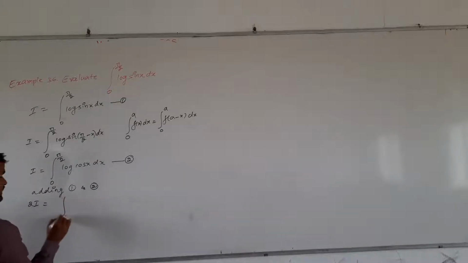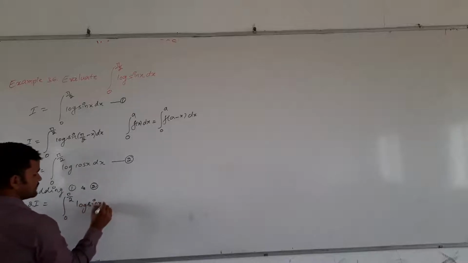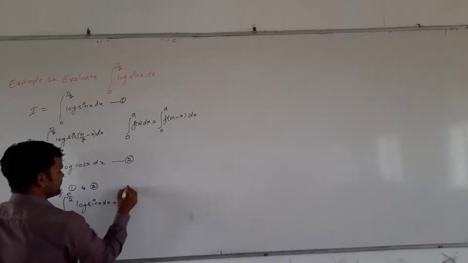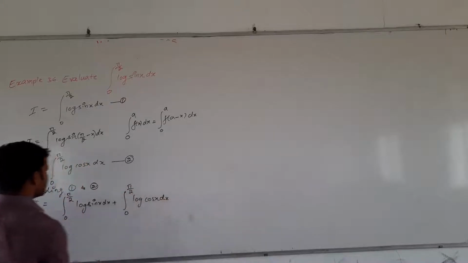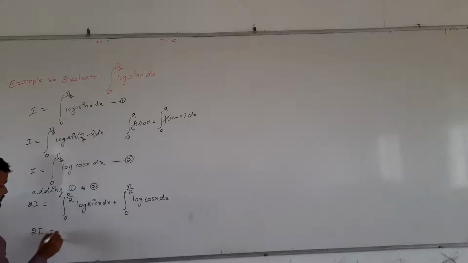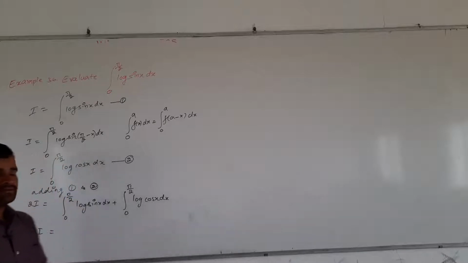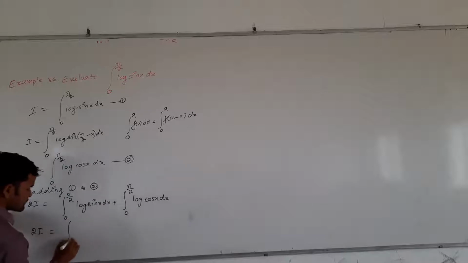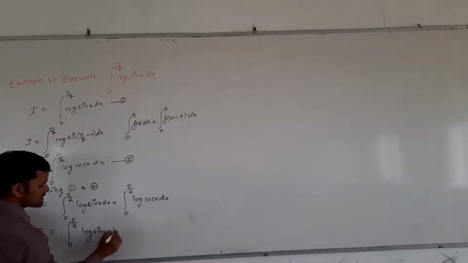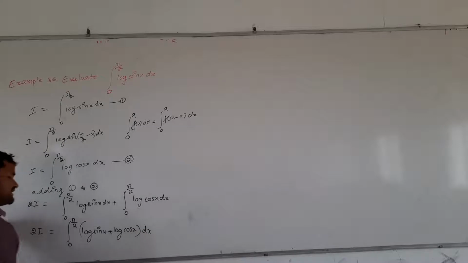2i is equal to integrating from 0 to pi by 2 log of sin x into dx plus integrating from 0 to pi by 2 log of cos x into dx. See here, it is the sum of two integrals. We will write it as a single integral, 0 to pi by 2 log of sin x plus log of cos x into dx.